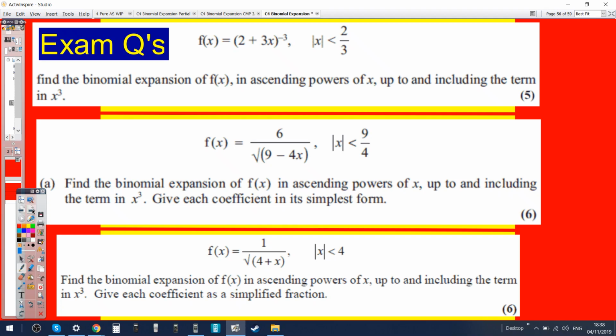Okay, so these are the exam questions. Is there any there that looks like it's worth doing? Maybe A. I agree. There's a little trick to it.